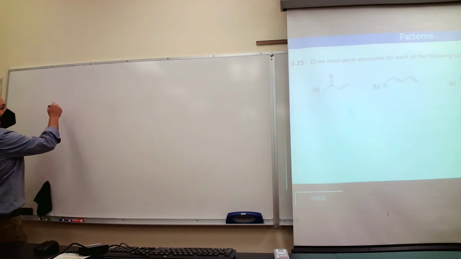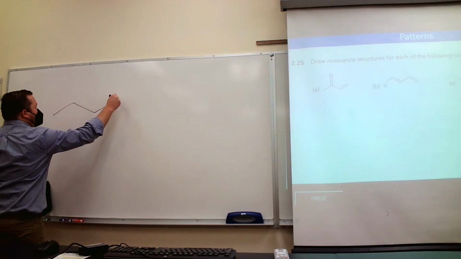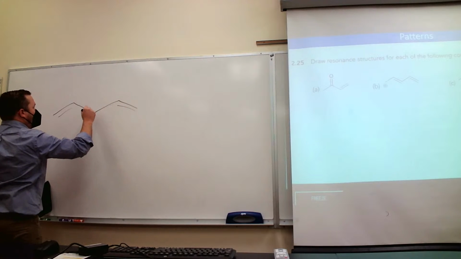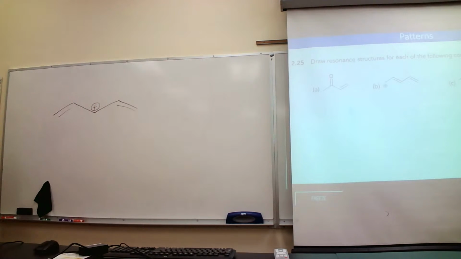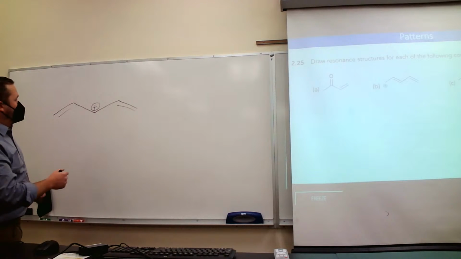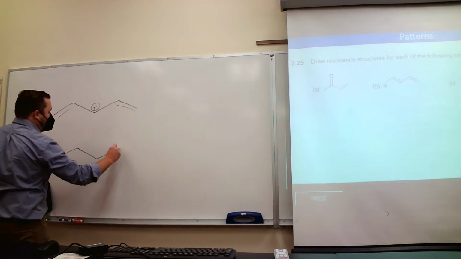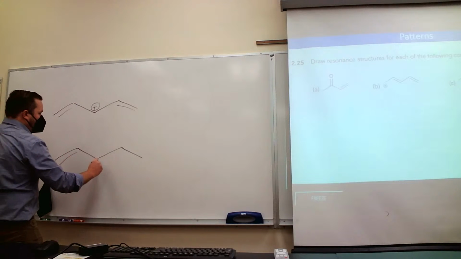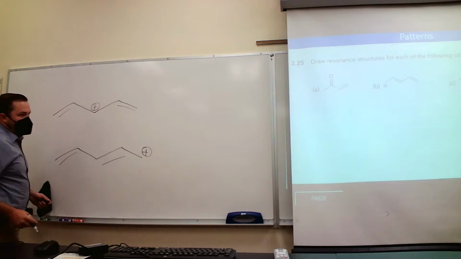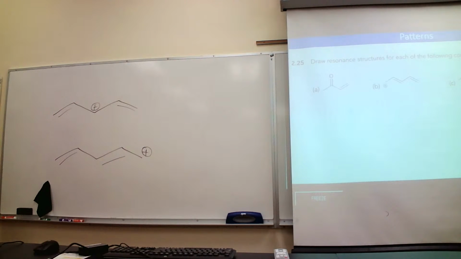All right, so our two resonance structures for B, one of them is going to look like a bat. The other one is going to look like the inverse, or the flipped version of what we started with, right?